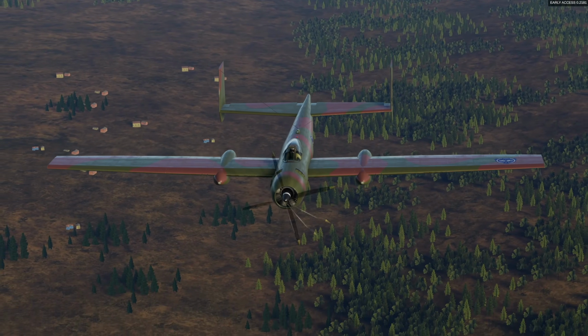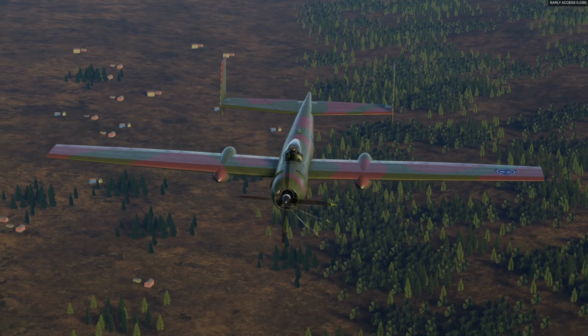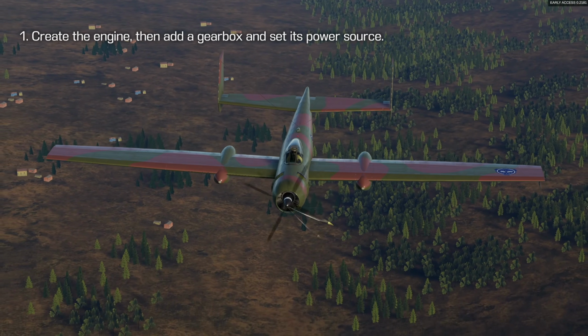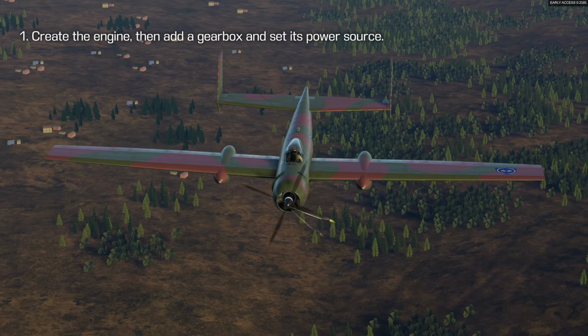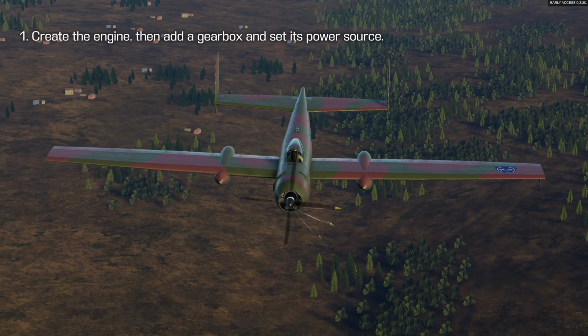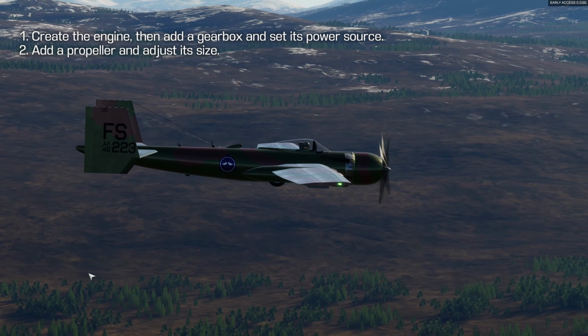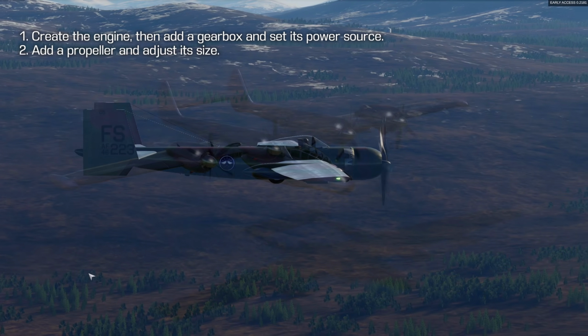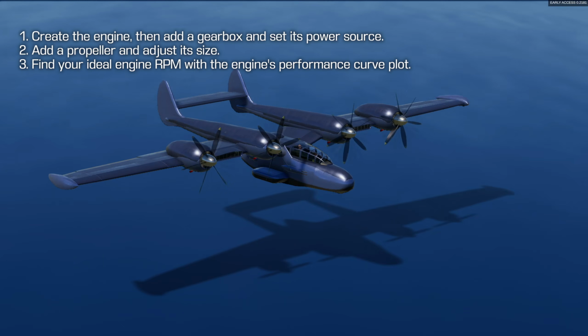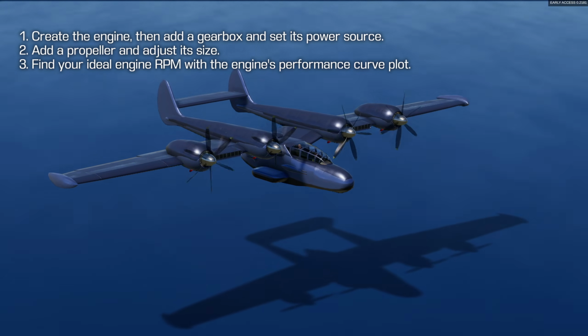As a recap, I'll quickly go over the steps to setting up a prop for your engine. 1. Create the engine and add a gearbox to it. Make sure it's connected in the parts settings. 2. Add a propeller and change its size so it's appropriate for your aircraft. 3. Check your engine's RPM where the torque and power curves meet.